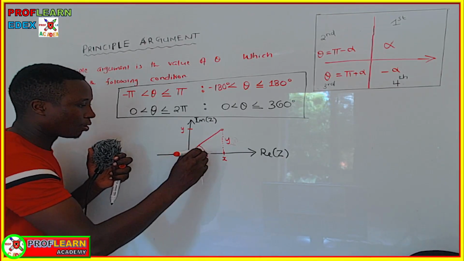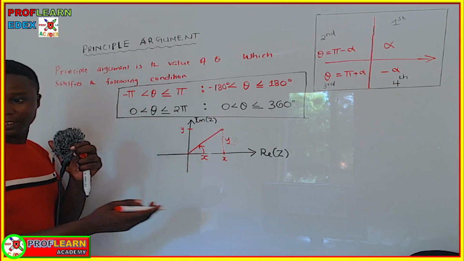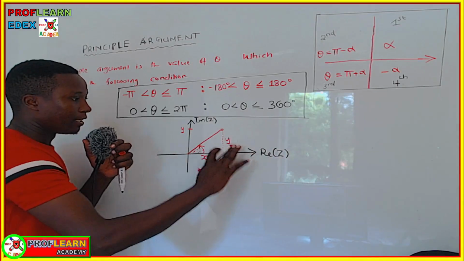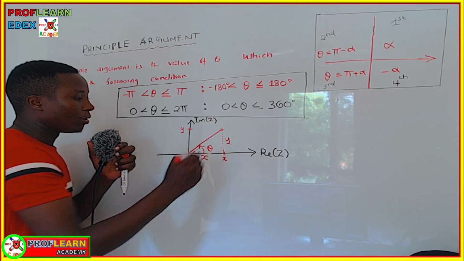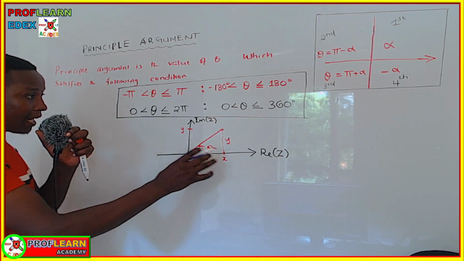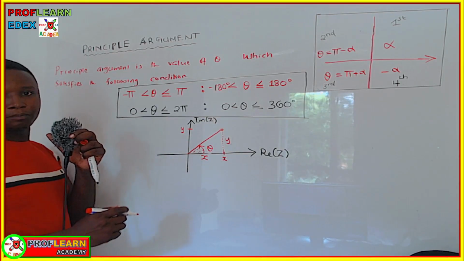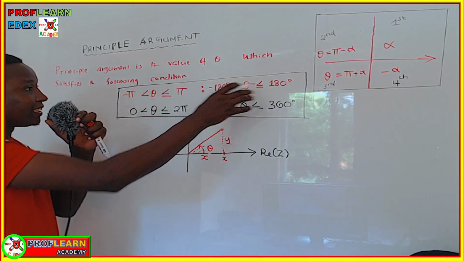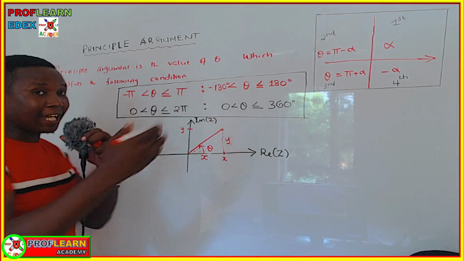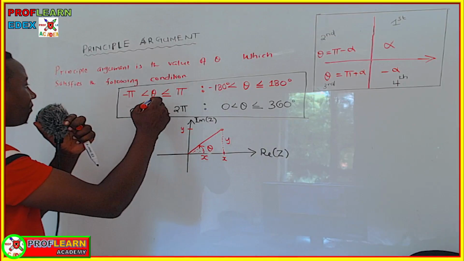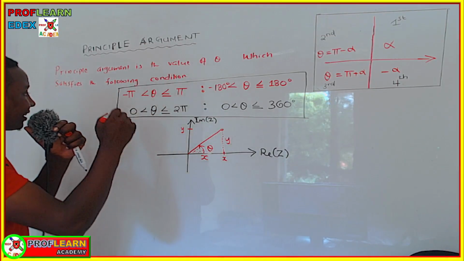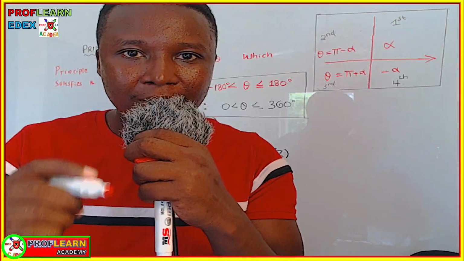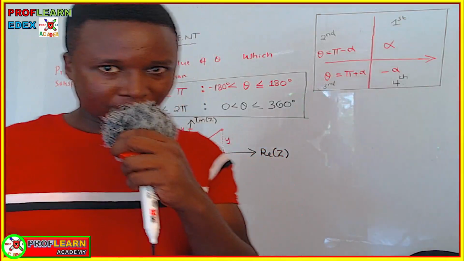So meaning this angle that is measured anti-clockwise from the real axis is the one that we now call the argument of this complex number. So if this argument, this angle that we are talking about here, is within this range between negative 180 and 180, or between negative pi and pi, or between 0 and 2 pi, then that angle qualifies to be the principal argument.